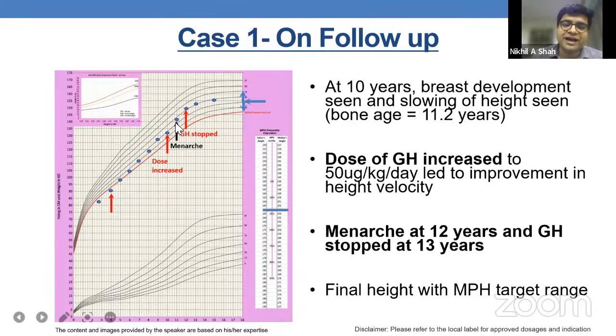So menarche of the child happened at around 12 years and we could continue growth hormone for 1 year post menarche. And you can see that the final height is now lying within the mid-parental height target range. So a child, if you would have not treated, would have fallen below the 3rd percentile. And because of giving growth hormone, the child has achieved their genetic potential.